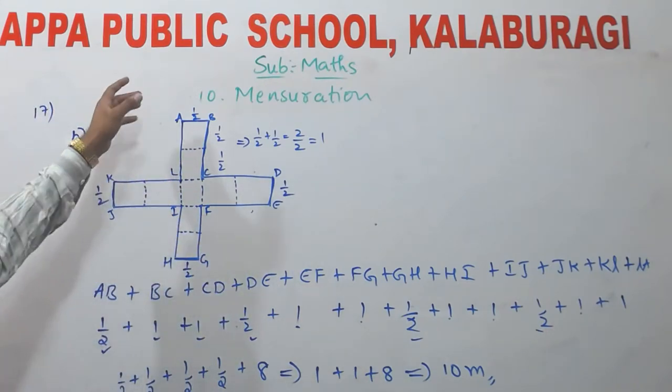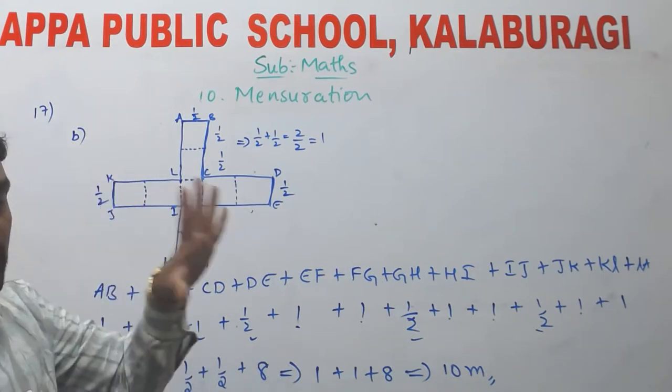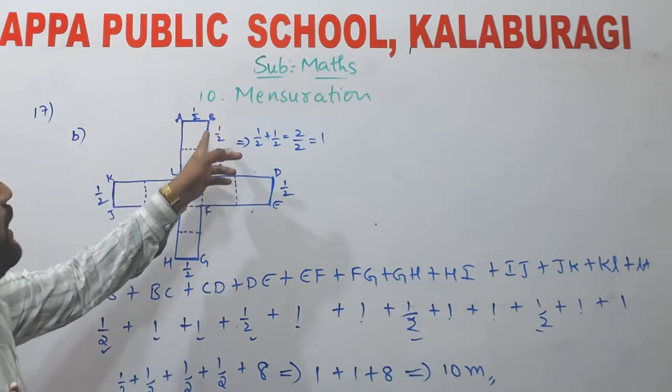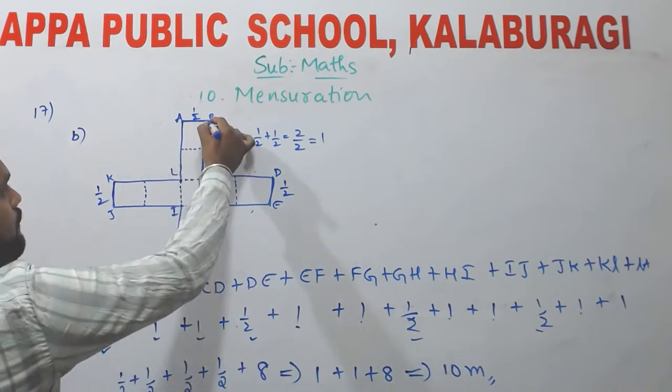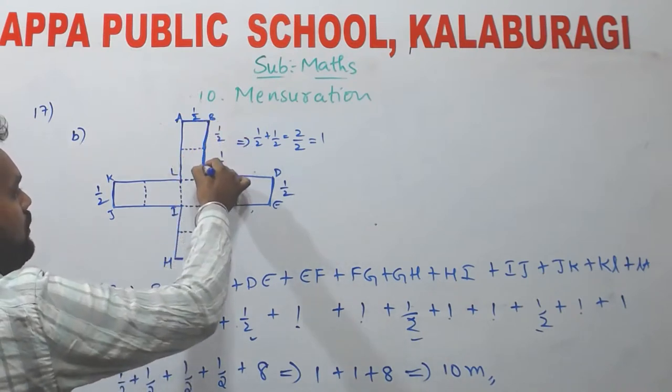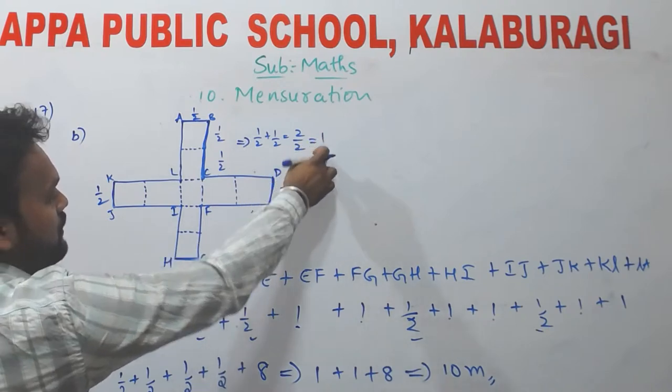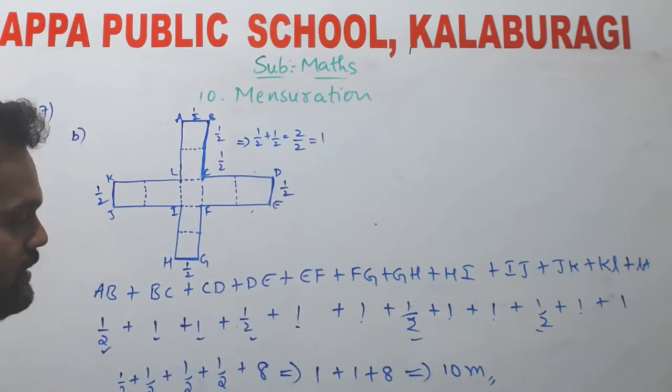Okay. Each side is 3 slabs of size, that is 1 by 2 meter. The remaining is this 1 by 2, 1 by 2. That means from here to here, 1 by 2. Here to here, 1 by 2. 1 by 2, 1 by 2, it's 2 by 2. It is 1. Understood, students?